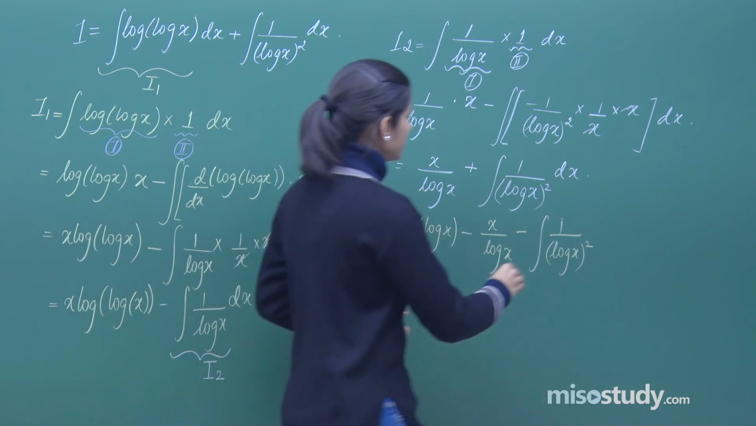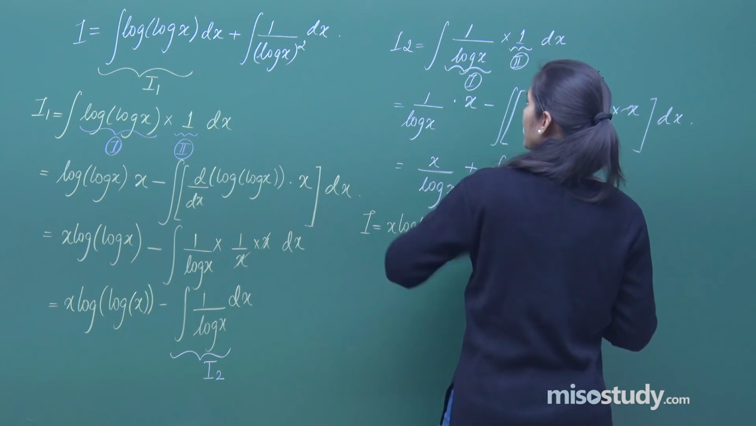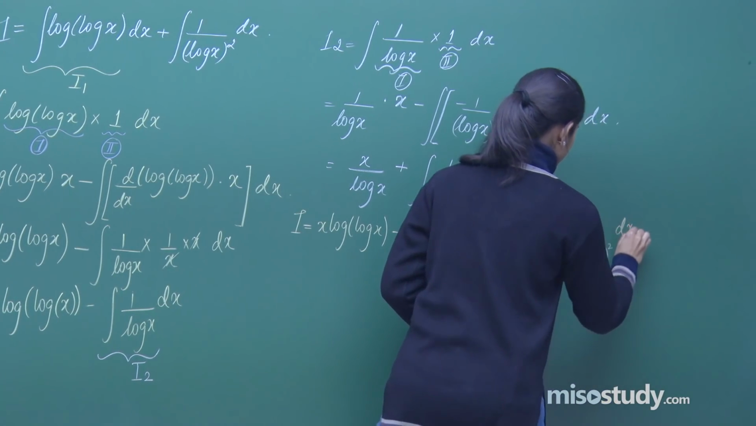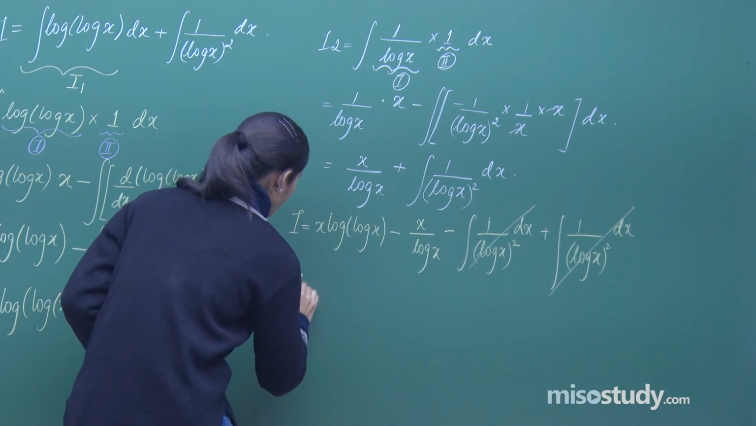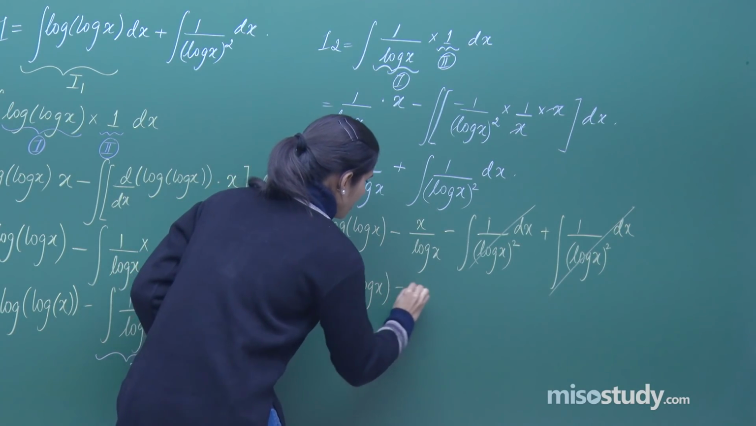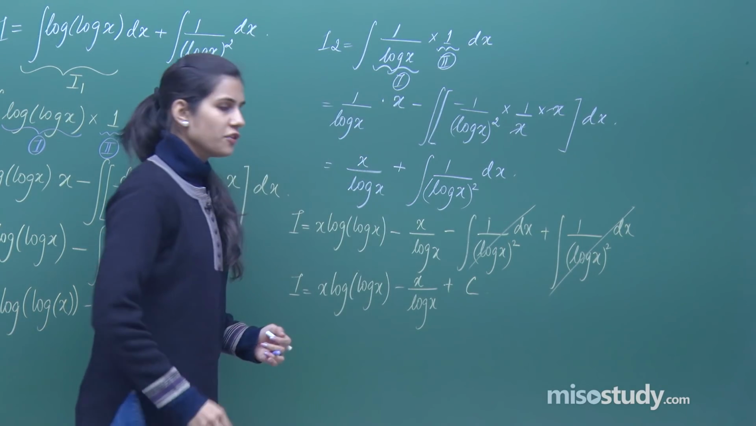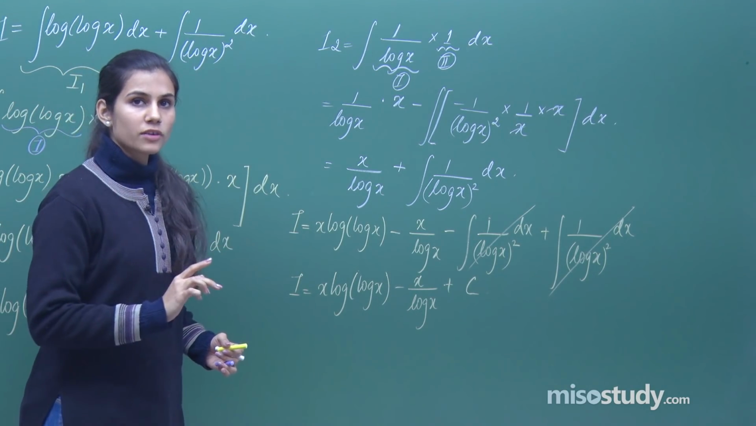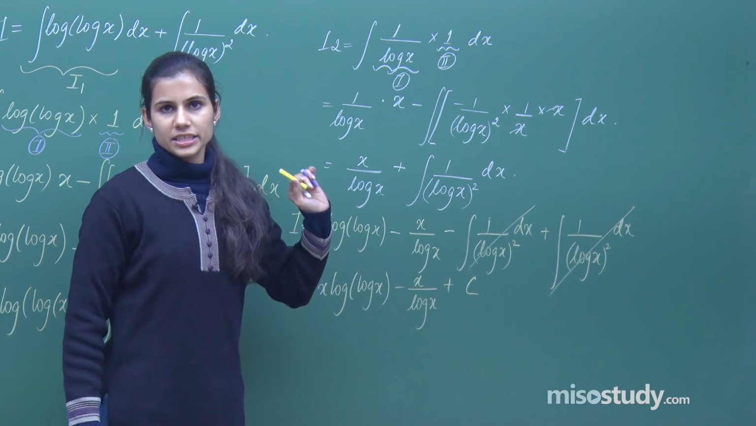Plus, what is left out, integral of 1 by log x whole square dx. You can clearly see this and this get cancelled out completely, and your answer is x log x minus x by log x plus constant of integration. That's how by parts gets used twice, that too with the log, wherein you create the second function, that too algebraic, and then apply ILATE and proceed ahead.